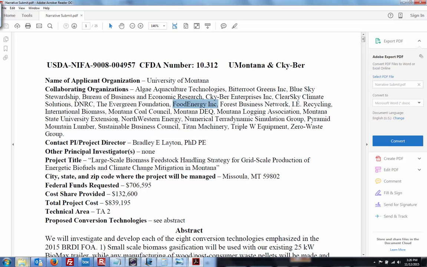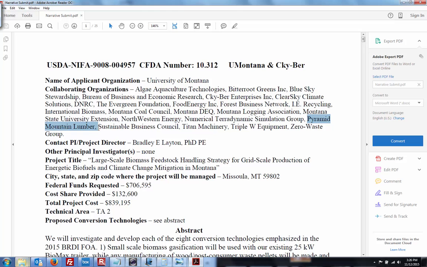Montana State University Extension, these guys are sort of the lab end of things. They're going to take the data, do the chemistry. Northwestern Energy, partnering with them on a grid tie scale system. This is Steve Running's group. He's a Nobel laureate here on campus.